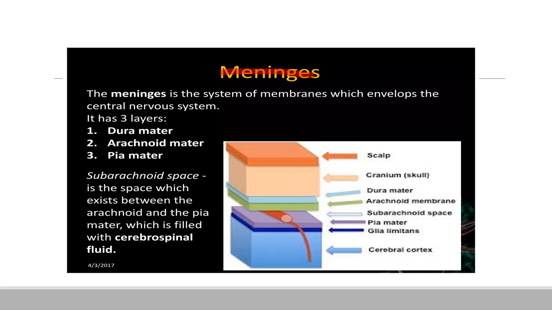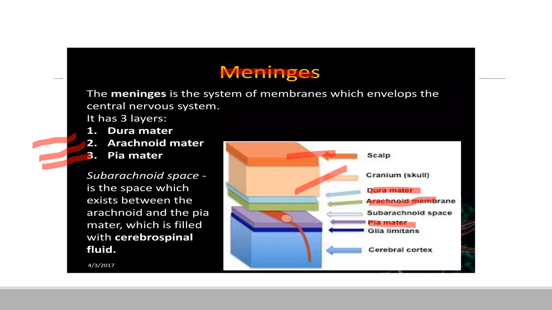The meninges have three layers. From outer to inner, the first one is dura mater, the second one is arachnoid mater, and the third one is pia mater. See this picture. This is the scalp and this is the cranium, and the outer one is dura mater. Next one is arachnoid mater or arachnoid membrane. Third one is pia mater.